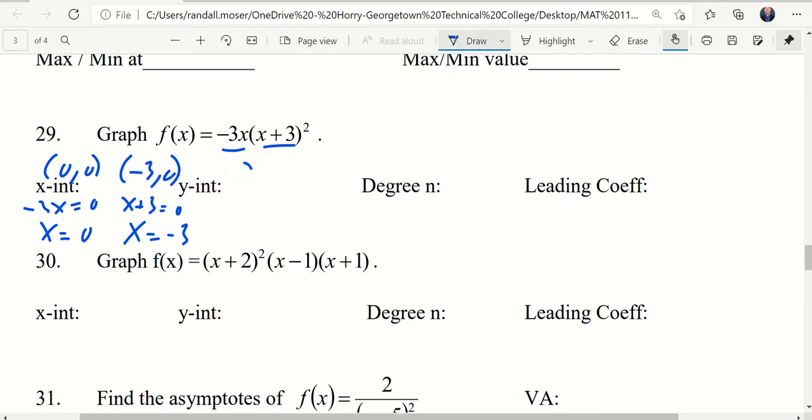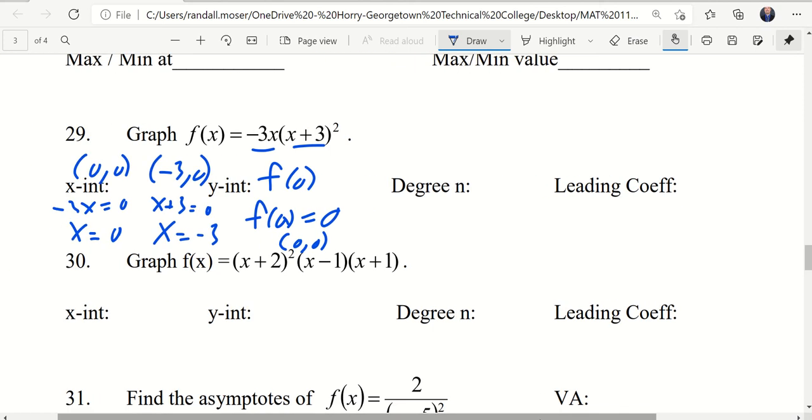For the y-intercept, you just plug 0 into the function. If you plug 0 in, you're going to get 0 out. So the y-intercept is going to be (0, 0). And now the last thing they want to know is, what about the degree and the leading coefficient on this? Well, to find the degree, when it's in a form like this, we need to find the leading term. And I described a way to do this in the notes.